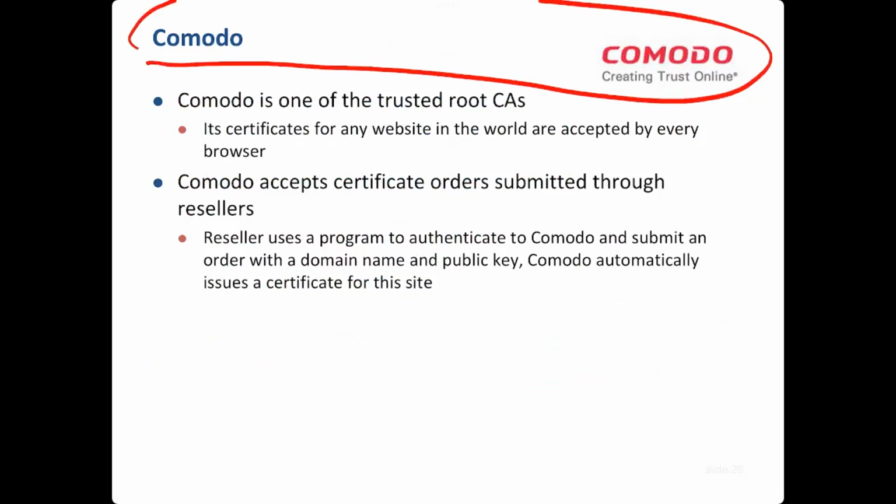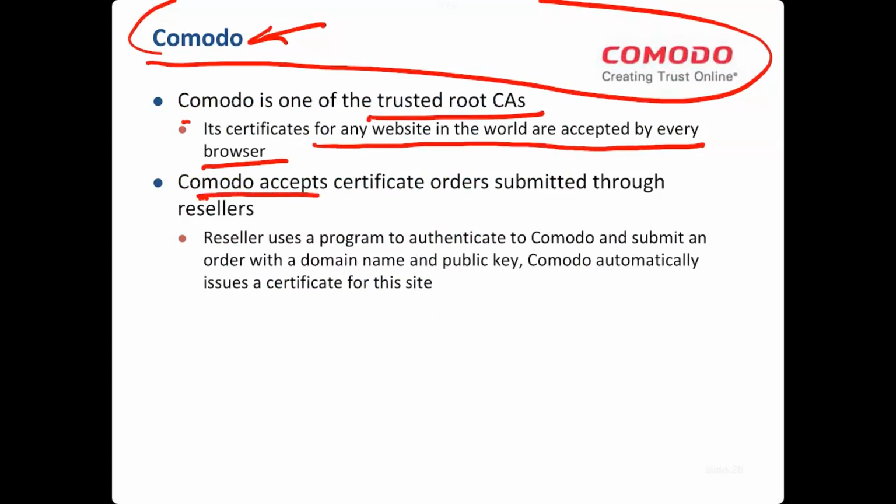One such case study is a company called Comodo. Comodo is one of the trusted root CAs, so it certifies any website in the world, accepted by every browser. It certifies the websites and issues the public key. Comodo accepts certificate orders submitted through resellers, because it's a root CA and there must be a hierarchy in between, and resellers use a program to authenticate.